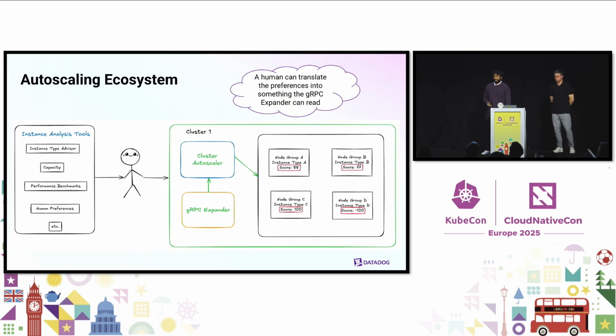So a simple way to influence the gRPC expander is just a human operator. The human operator can get the instance analysis results themselves and write that in a format which the gRPC expander can read, something like a config map or CRDs. So in this example, node group C has the highest score of 100. So gRPC expander will tell cluster autoscaler to scale that instance type.